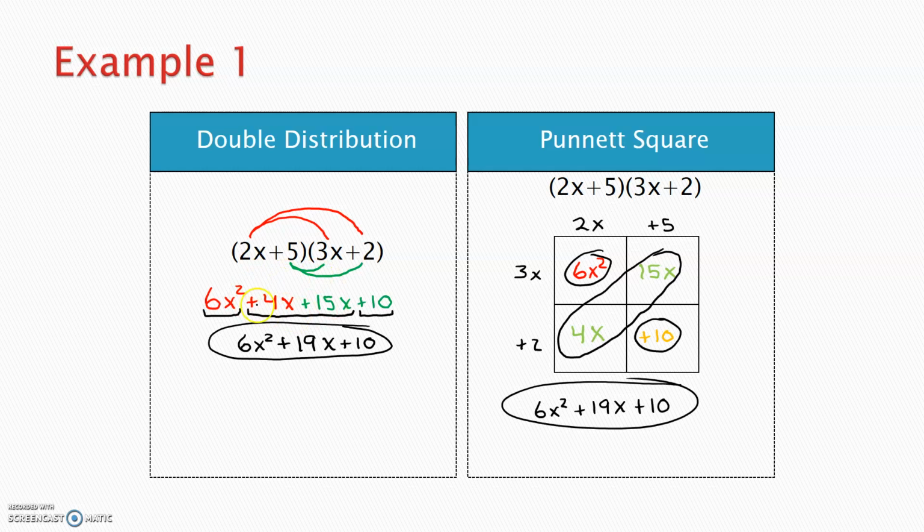So again, it's completely up to you which way you like. Now, some students like the double distribution. Some prefer the Punnett square. And later on, we're actually going to use the Punnett square a little bit more because we're going to do this process in reverse. So again, it's nice to practice with the Punnett square. It does make life a little bit easier, keeps you organized. And it does help out later when we're going backwards, what we call factoring.